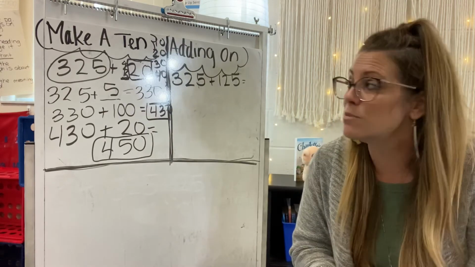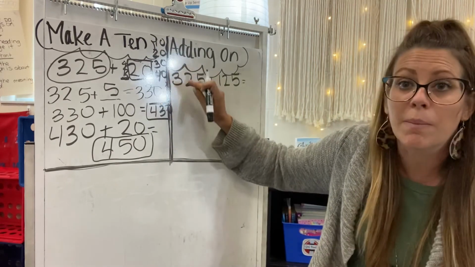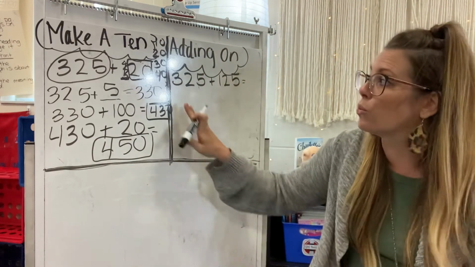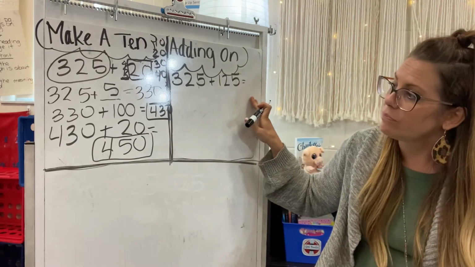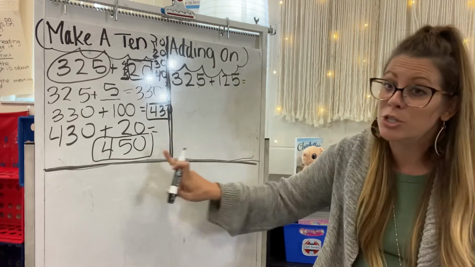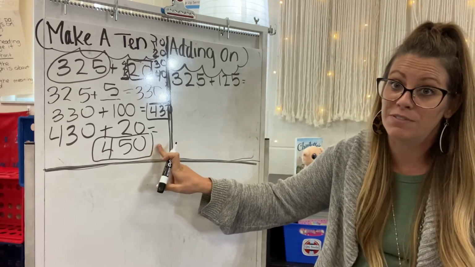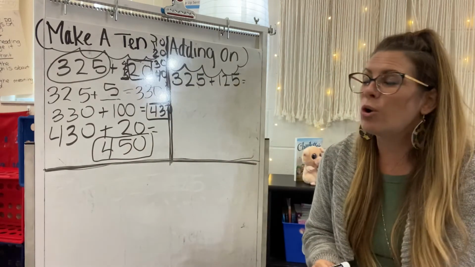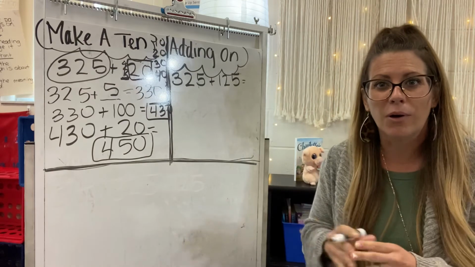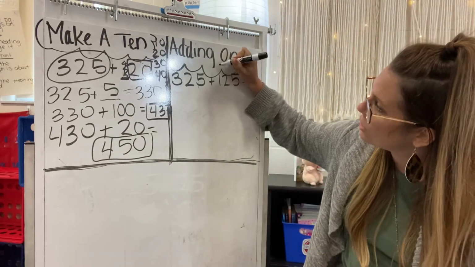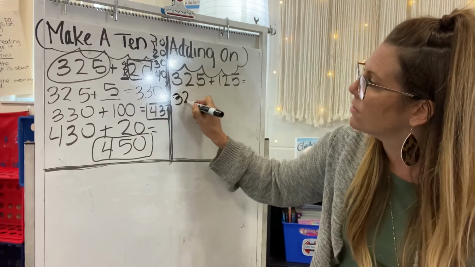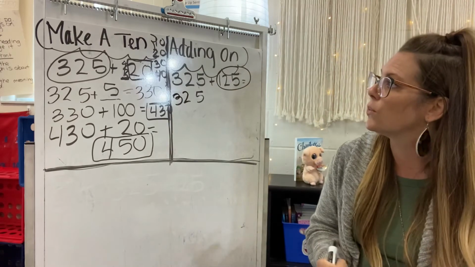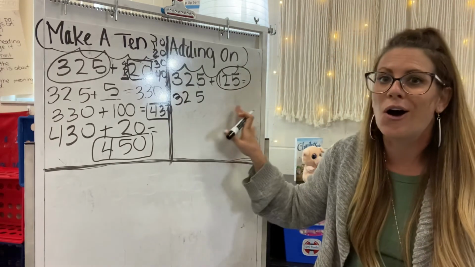So then let's move on, and I want you to go ahead and write this one. And remember, you should be doing it along with me, the adding on strategy. So we're going to do the same problem, and we already solved it. So we know we should get 450 if we did it correctly, right? With the adding on strategy, we're kind of doing the same thing where we're breaking apart the number. So we're going to keep 325, and we're going to break apart 125.